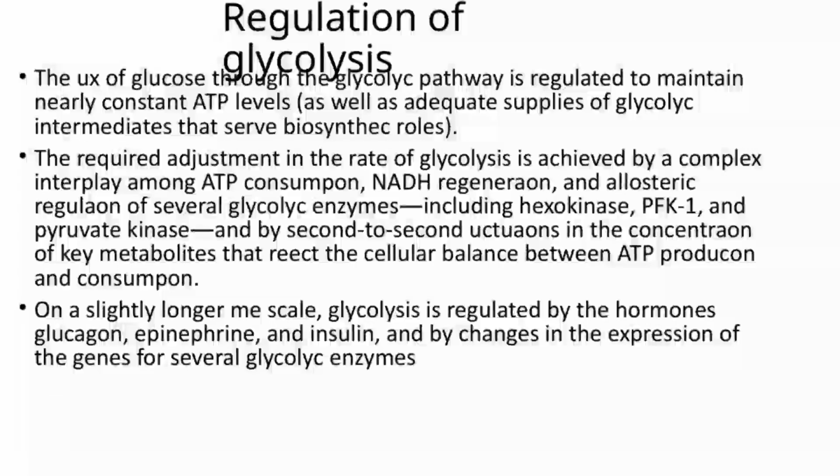The adjustment in glycolytic rate happens through a complex interplay involving ATP consumption, which directly impacts how fast glycolysis proceeds, and NADH regeneration, which is essential for maintaining the pathway's flow. Additionally, several key enzymes, like hexokinase, PFK1, and pyruvate kinase, are regulated allosterically, meaning their activity can be quickly turned up or down based on the cell's needs.